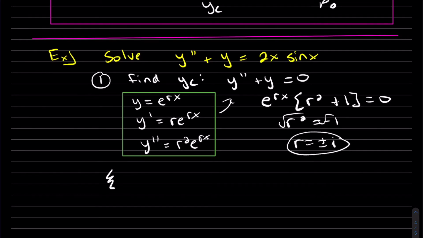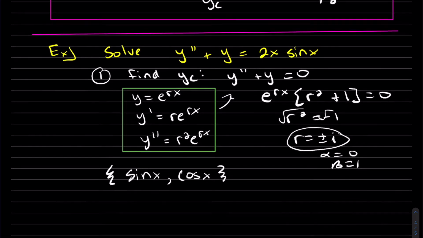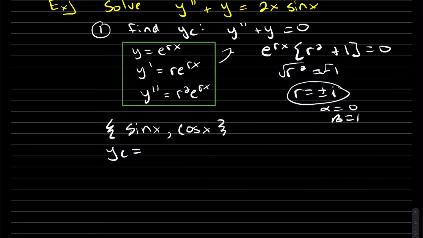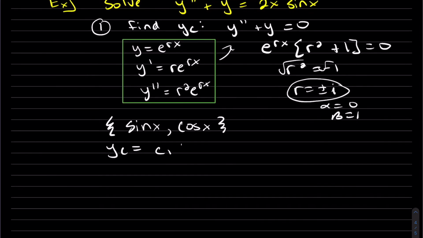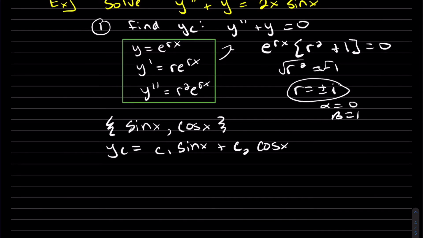The imaginary is sine of x, cosine of x. Alpha equals 0, beta equals 1. That's my fundamental set. I'm going to write that out. That's also my homogeneous solution, c1. And the order here doesn't matter.